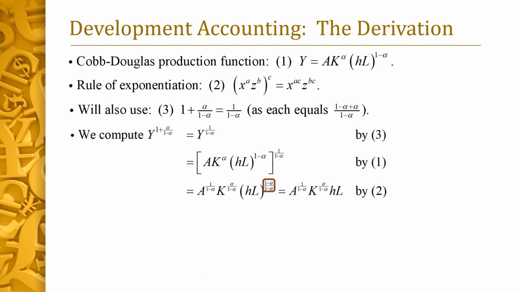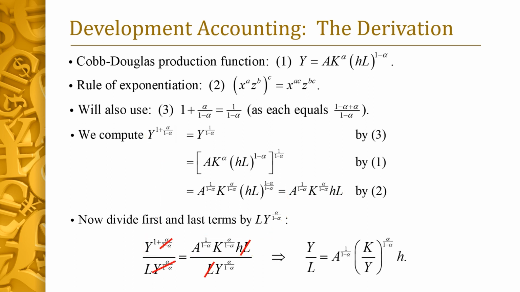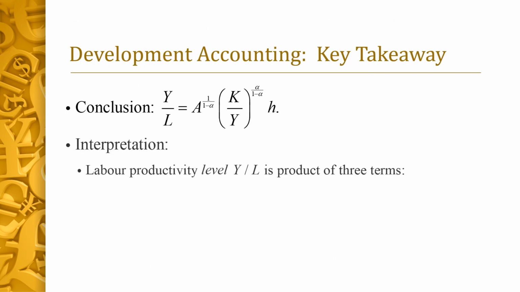Next, we divide the first and last terms by the product of L and Y raised to the power alpha over 1 minus alpha. Canceling terms that appear in both numerator and denominator, we obtain our final equation. This equation, reproduced here, is our key takeaway. It states that the level, not the growth rate, of labor productivity is the product of three terms.